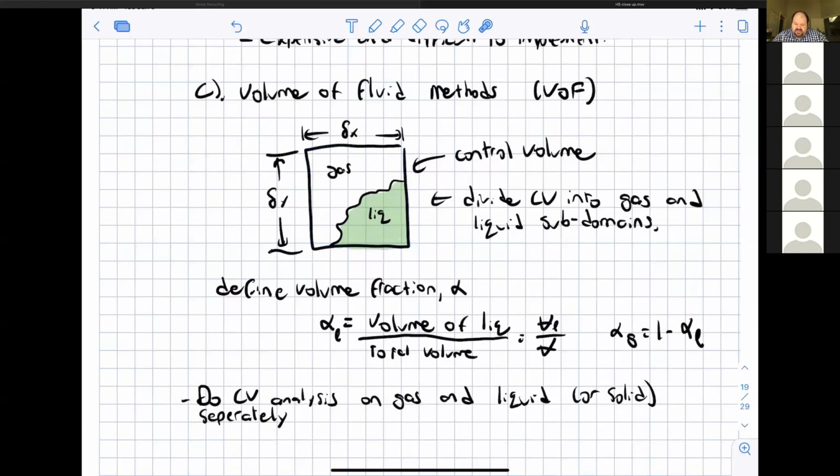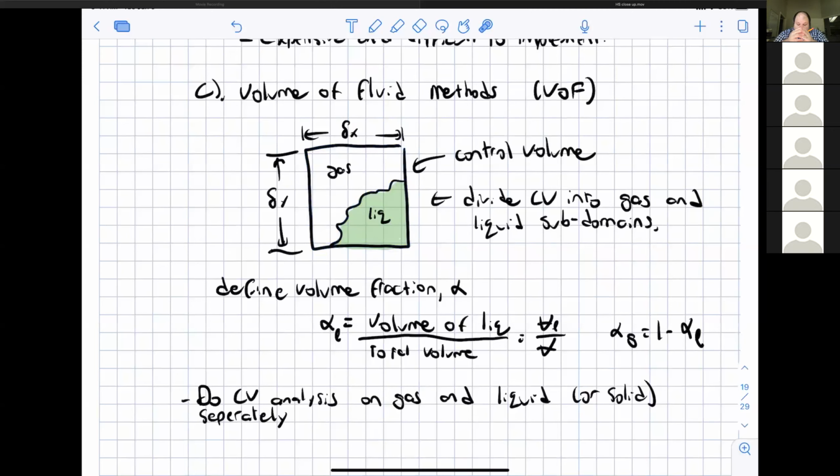And so the idea here is we have our control volume and we divide it into gas and liquid subdomains. Instead of using the conservation laws on the entire control volume, when we derive conservation laws for the gas, we are only going to consider the gas portion of the control volume. And then when we want to derive conservation of, say, mass for the liquid, we are only going to consider the liquid portion of the control volume. And so we're basically splitting each control volume into multiple pieces.